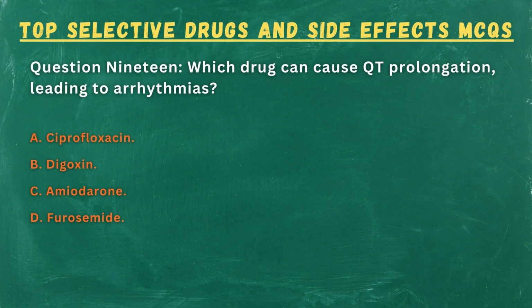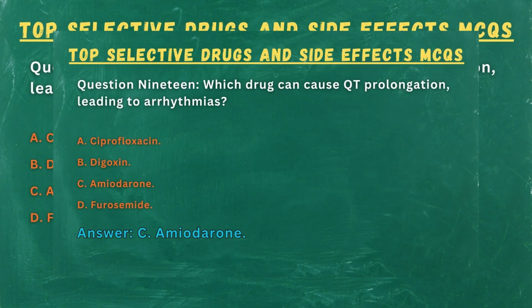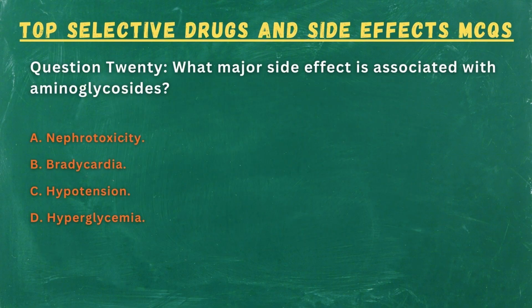Question 19. Which drug can cause QT prolongation, leading to arrhythmias? A. Ciprofloxacin. B. Digoxin. C. Amiodarone. D. Furosemide. Answer: C. Amiodarone.